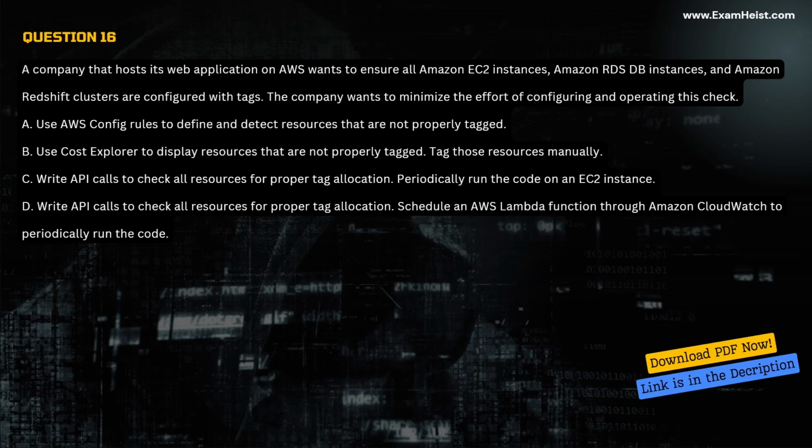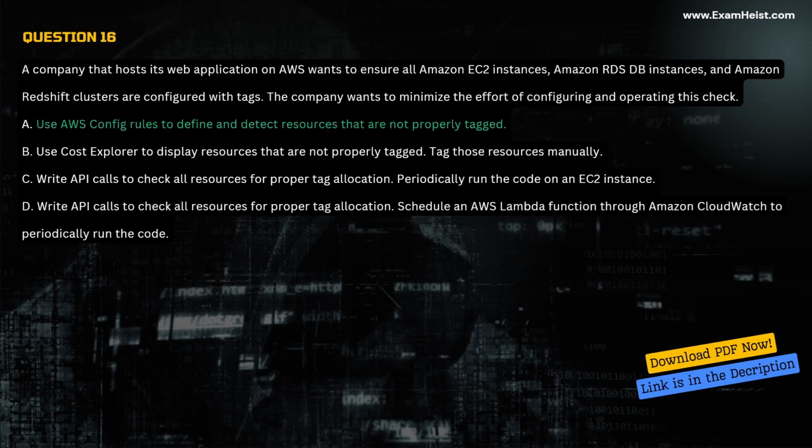Write API calls to check all resources for proper tag allocation. Periodically run the code on an EC2 instance. D. Write API calls to check all resources for proper tag allocation. Schedule an AWS Lambda function through Amazon CloudWatch to periodically run the code.